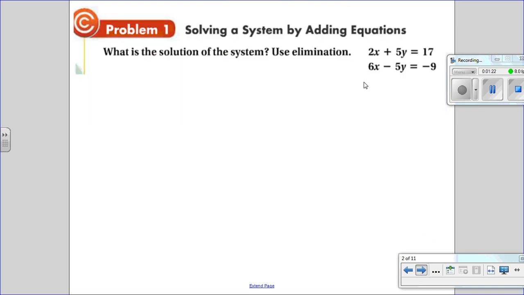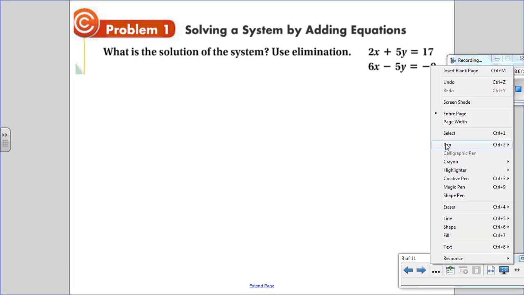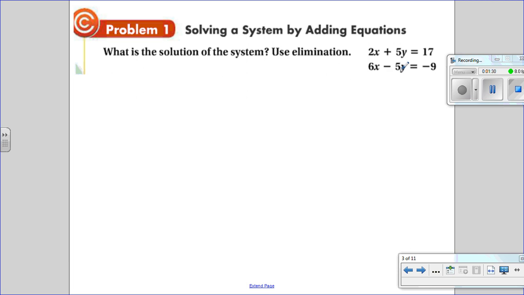So here's how we do this. We use something that's called elimination. Elimination is getting rid of one of the variables so that we only have one left. Now, in the setup of this one, that's very easy. If we just add these vertically. So what is 2x plus 6x? That's 8x. What is plus 5y minus 5y? That's 0y. So those cancel each other.